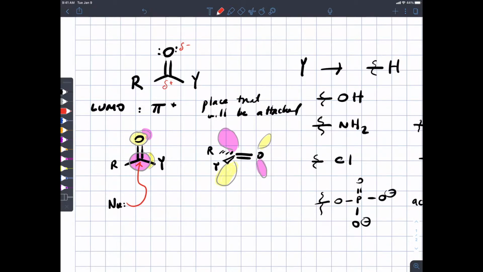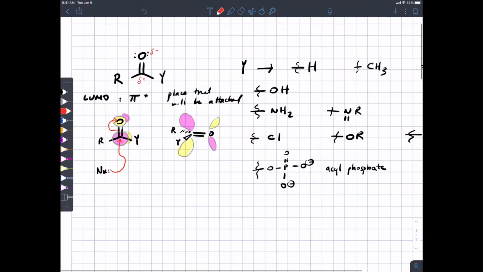And what that does, when you fill an antibonding orbital, is break the corresponding bond. And so we'll show with an arrow the electrons in the carbon-oxygen pi bond moving out onto the oxygen. Okay, that's how nucleophiles will generally react with carbonyl compounds.